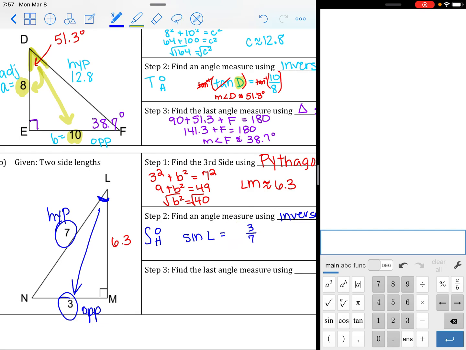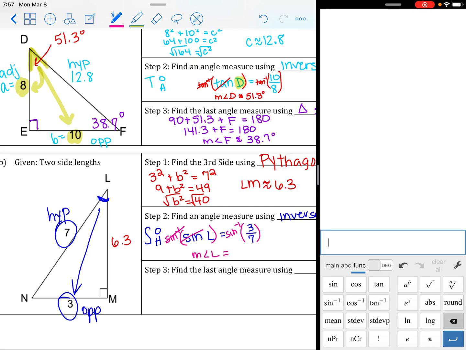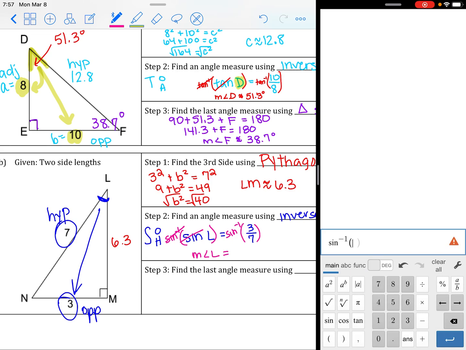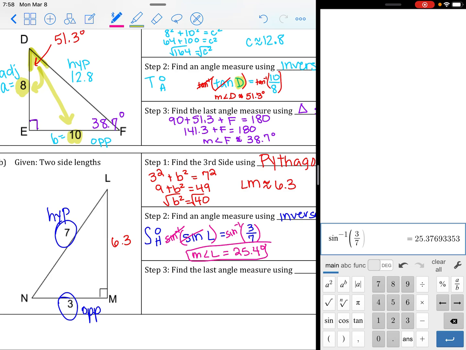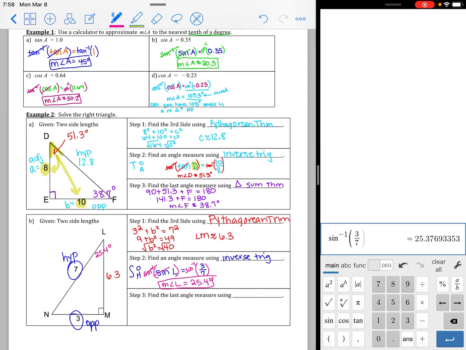So to solve that, to find the measure of angle L, I need to use the inverse operation. So the inverse of the sine is the inverse sine. And I do that on both sides. On the left side, it just cancels out so that I'm left with the measure of angle L. And then I'm going to use my functions to type that in. So the inverse sine of 3/7 is about 25.4 degrees. So now I know that the measure of angle L is about 25.4 degrees.